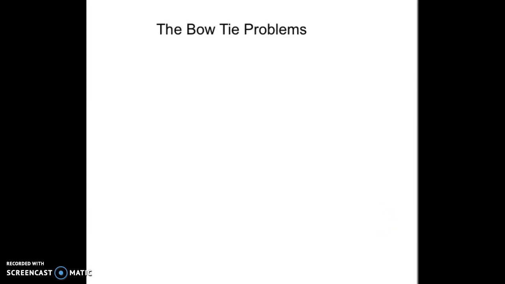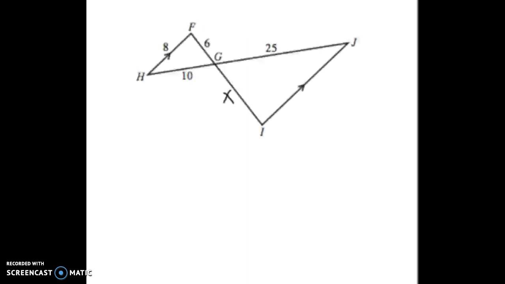Okay, today we're going to look at the bow tie problems. These are similar triangles, but they kind of look like a bow tie? Yeah, I guess that's what you'd call it. Alright, so here's some things I want you to remember about these bow ties. They're very different from other kinds of problems. But really, they're not. They're similar triangles.